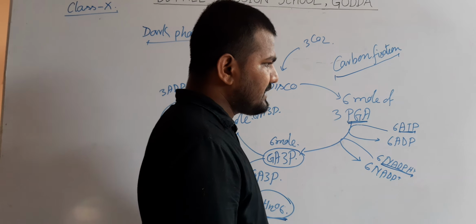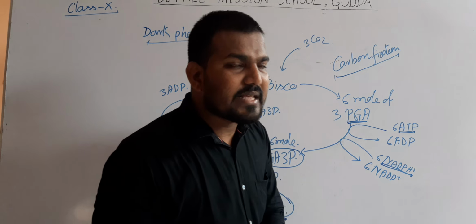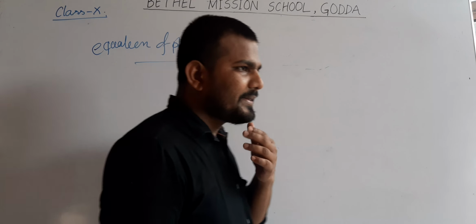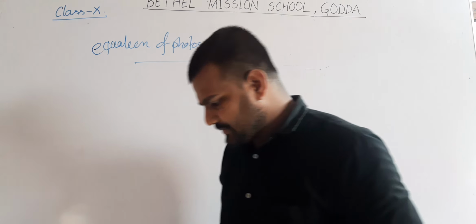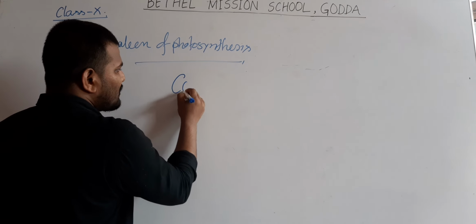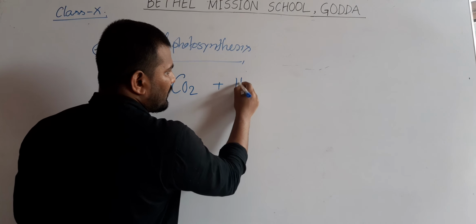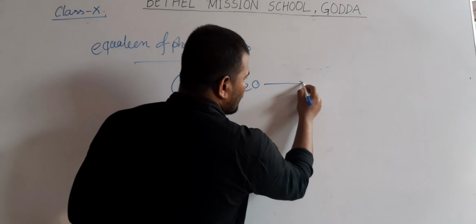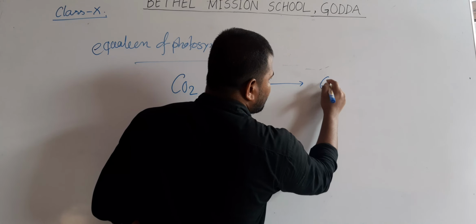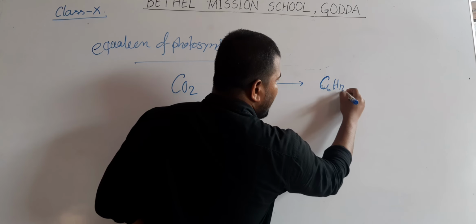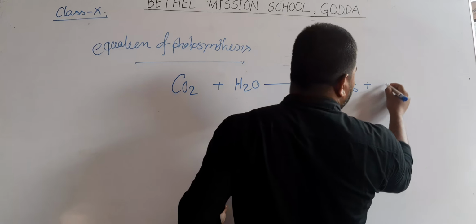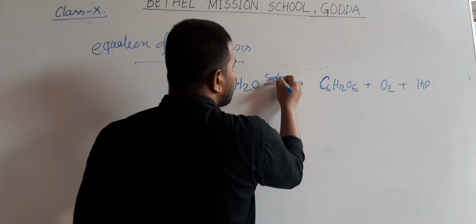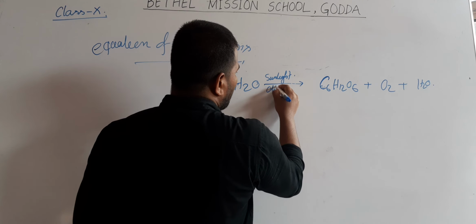Now we are going to discuss the equation of photosynthesis and some important questions relating to photosynthesis. Now the equation of photosynthesis. We know that carbon dioxide will react with water and forms glucose, C6H12O6, forms oxygen and some amount of water in the presence of sunlight, and that is hosted within the chloroplast or chlorophyll.